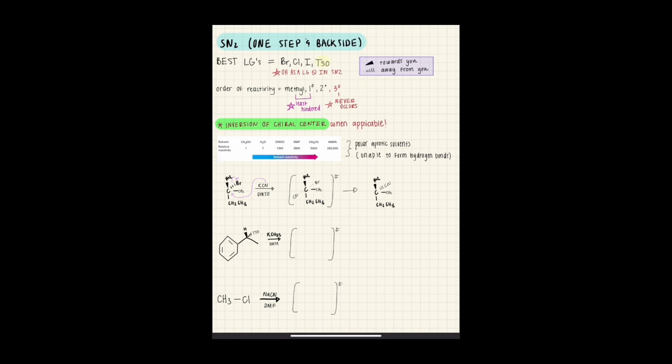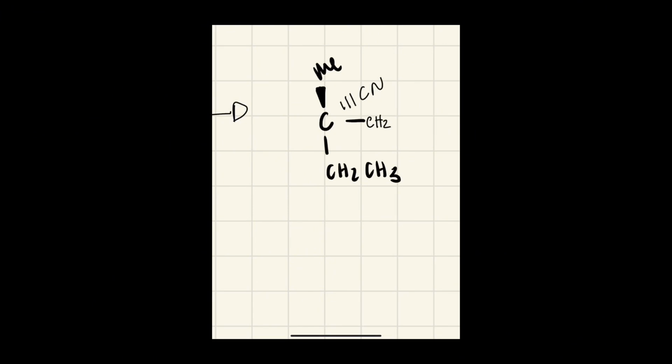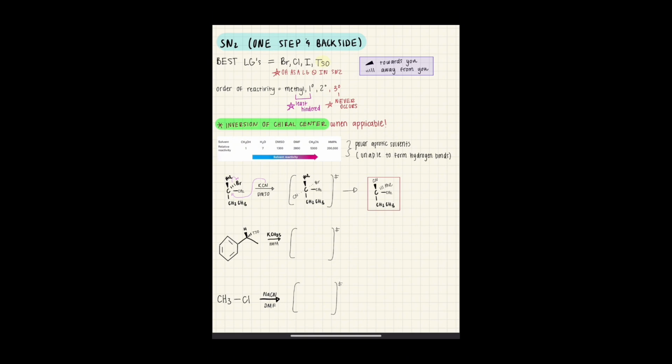Okay, I hope somebody caught it if you were paying attention to what I was saying earlier. Because this carbon is chiral, technically this whole answer is wrong because the backside attack makes this switch. So our actual answer looks like this. You always want to make sure you're paying attention to the molecule and to see if it's chiral, because if you don't flip it, your answer is completely wrong.